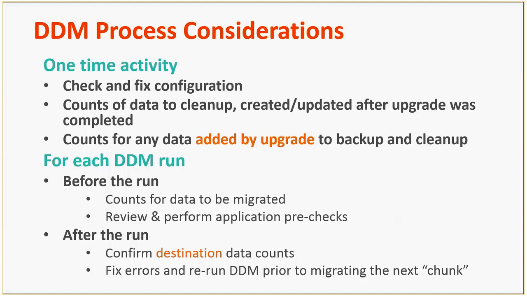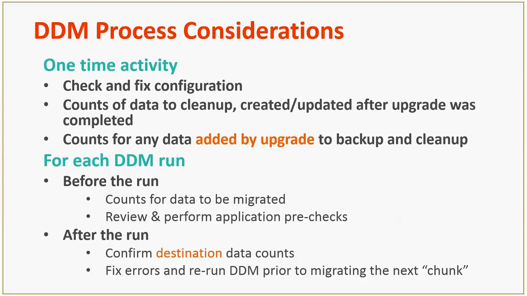Now before every DDM run, you do the counts to make sure that you know what you're going to migrate for that date range or date chunk. And then there are certain pre-checks you need to go through and see which are applicable for you and run them. There are 2 pre-checks which are mandatory for every customer. So go through those pre-checks and execute them so that you don't get errors on the foundation forms like people, task, and those forms while doing a DDM run.